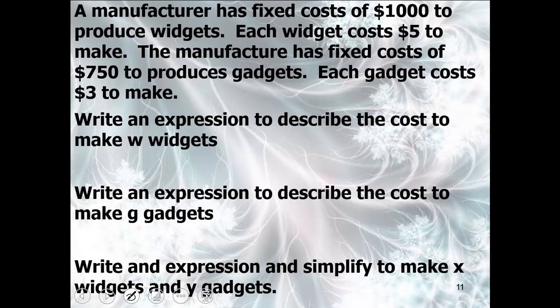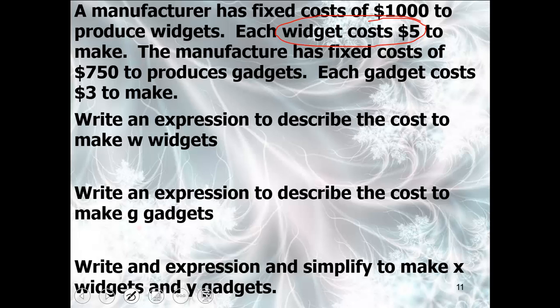A manufacturer has fixed costs of $1,000 to produce widgets. Each widget costs $5 to make. The manufacturer has fixed costs of $750 to produce gadgets. Each gadget costs $3 to make. Write an expression to describe the cost to make W widgets.